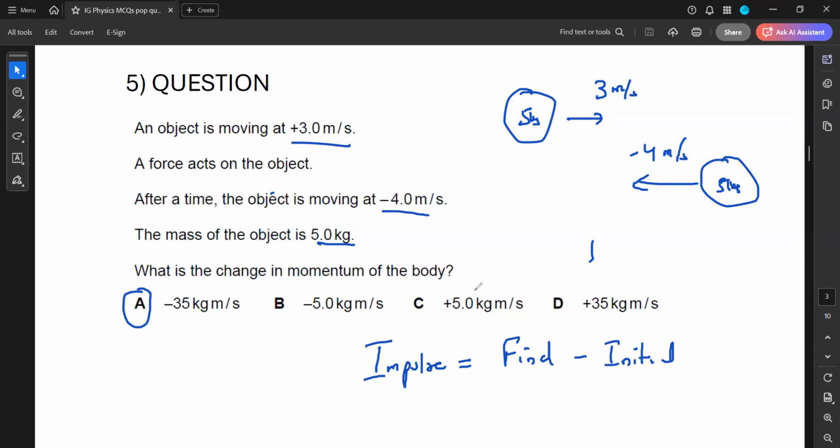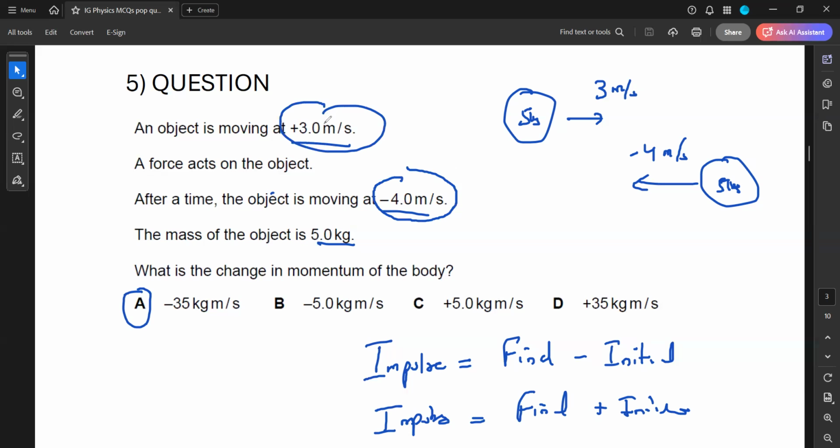If the negative sign was not given and we want to calculate an impulse, if they only said that the direction has changed, then we'll use the formula final plus initial in that case. But now they did not mention that the direction has changed, but we worked out that the direction has changed because this is given negative and this is given positive. So if the value of the speed is given negative, we will use the first formula for impulse. Impulse is final minus initial.